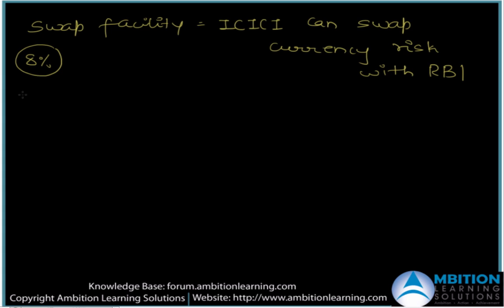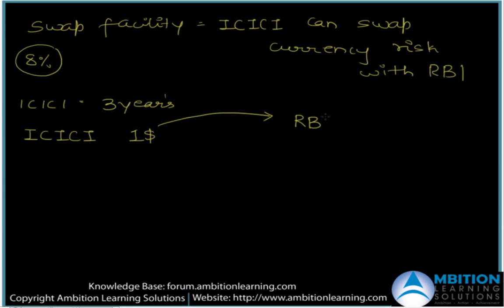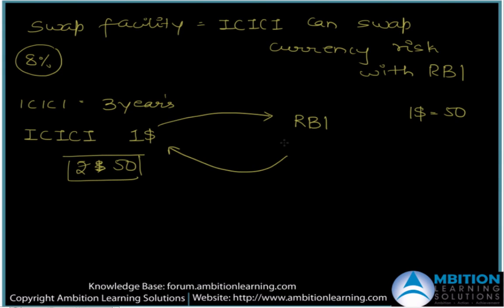So RBI said, if you, as ICICI Bank, are taking deposits from NRIs for a maturity of, let's say, 3 years, you can swap it with me. Which means that ICICI, let's say, received $1. ICICI can give this $1 to RBI. If $1 is 50 rupees, RBI will give back 50 rupees to ICICI. But this is a normal transaction.